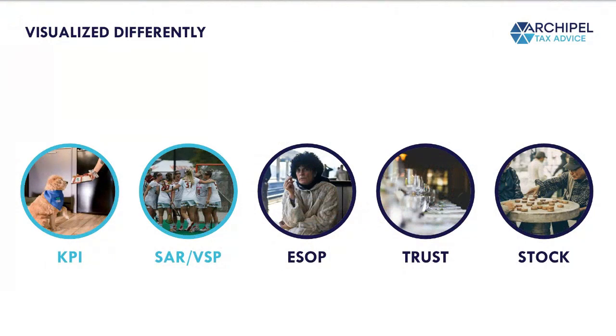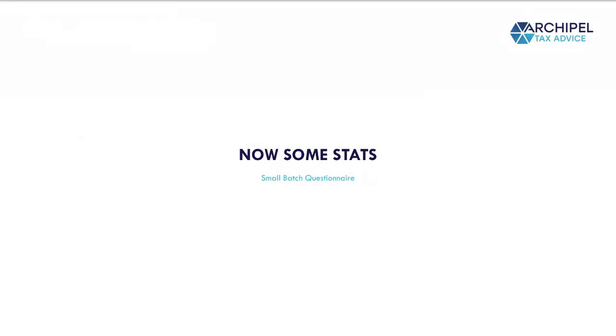Putting that in the image one more time, this is what we talk about when I ask about KPI bonus, stock appreciation right, virtual stock, ESOP, trust, and full company stock. So now let's see some stats.